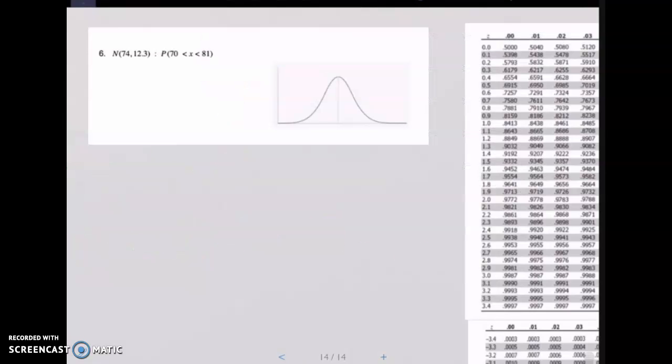Right, our last one here. So we got n, normal. We know 74 is in the middle. We know 12.3 is the standard deviation. We're going to find the probability that I get an x between 70, which is over here, probably going to have a negative z-score, and 81, which is over here.